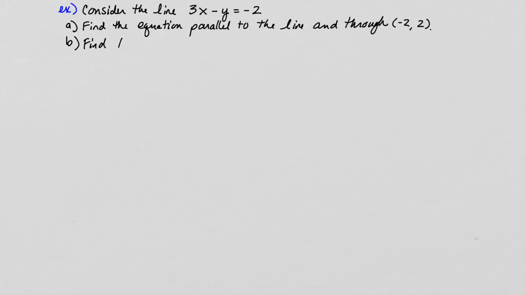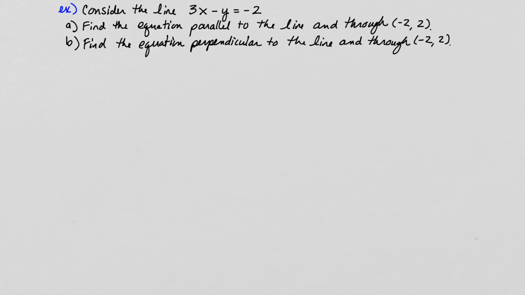And I'll just write part B right here now too. Find the equation perpendicular to the line and through negative 2, 2.